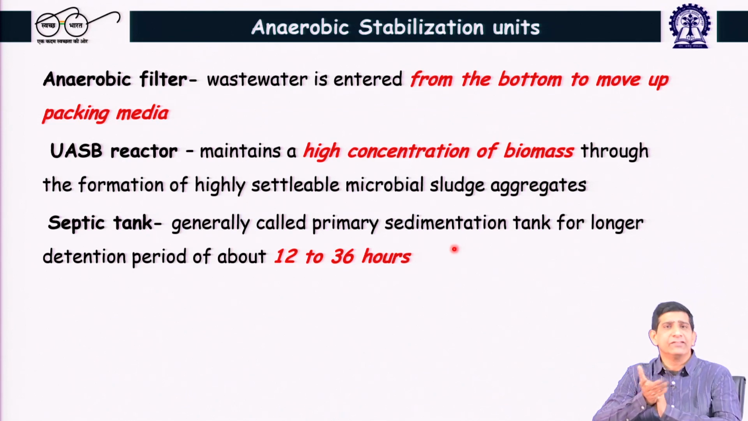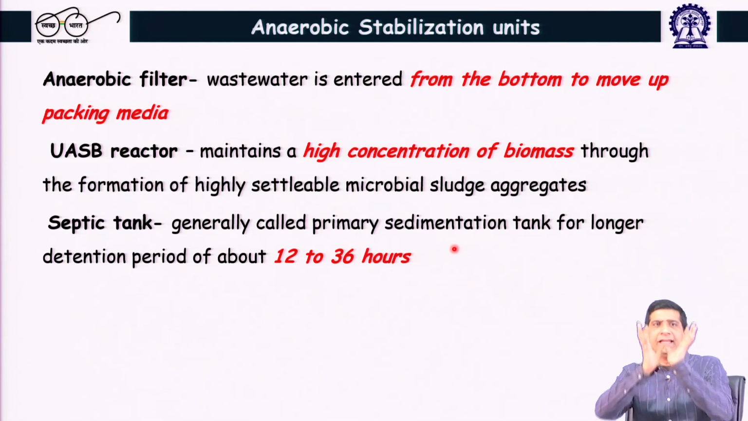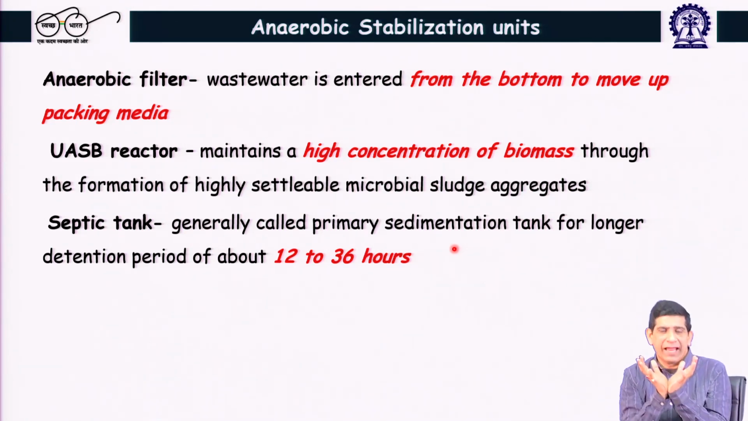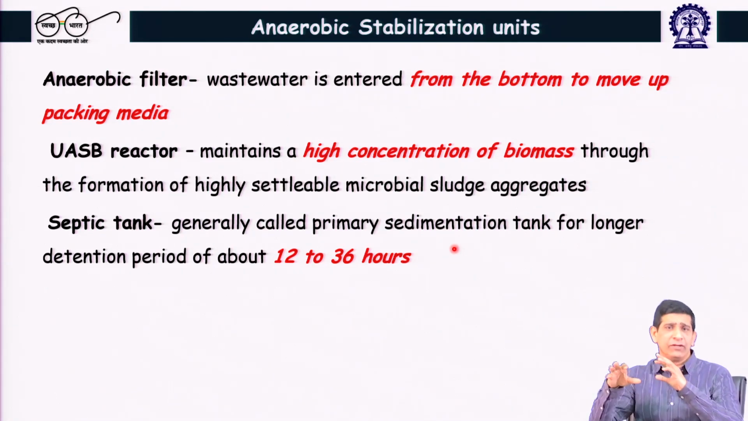It has a highly concentrated biomass, and again you have microbial sludge. UASB stands for upflow anaerobic sludge blanket. The wastewater moves from the bottom to the top, and while it is moving from bottom to top, whatever organic matter is there gets consumed by this anaerobic set of bacteria.